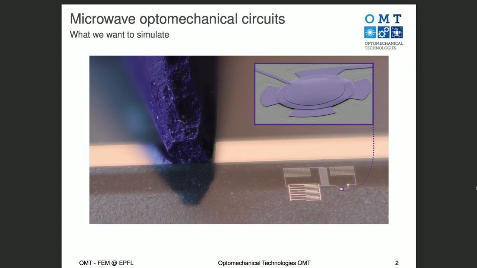So here it is. The pencil tip is just for the size. But this is the circuit we're interested in. So what we're working with are some aluminum circuits which are deposited on a sapphire substrate. So this shiny transparent thing is a sapphire, and this is all aluminum.